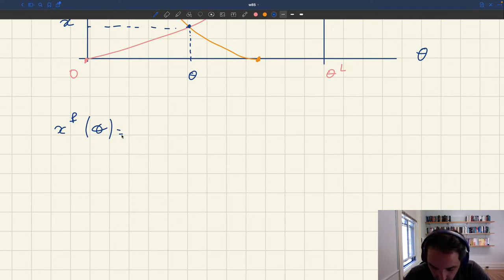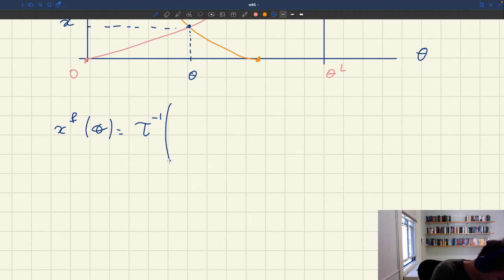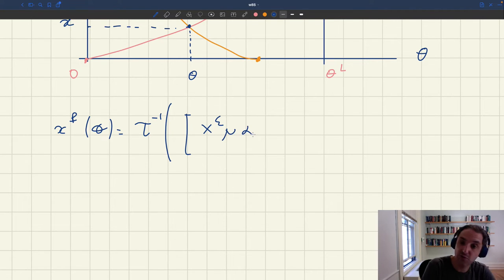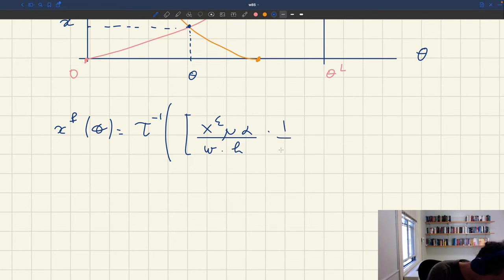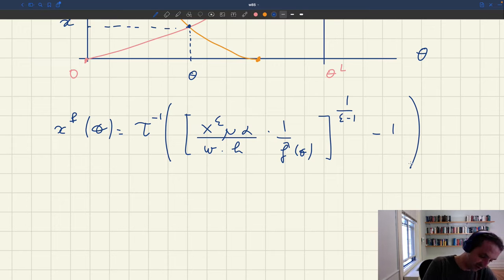We had said that, so let me pull this out. It was tau minus 1, so the inverse of tau, the matching wedge in the product market. And then we had the first term, x epsilon mu. You'll have to go back to the derivation in the previous lectures. So here I'm just pulling out these results. Then we have 1 over f hat of theta, 1 over epsilon minus 1 minus 1. So this is our first equation for xp.